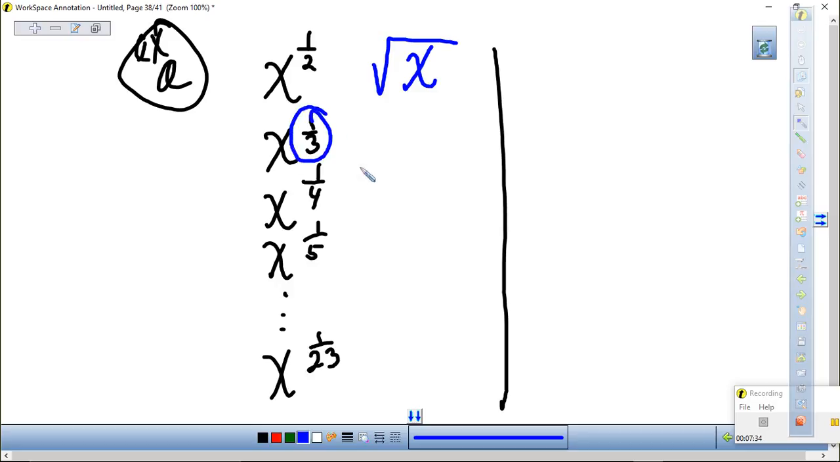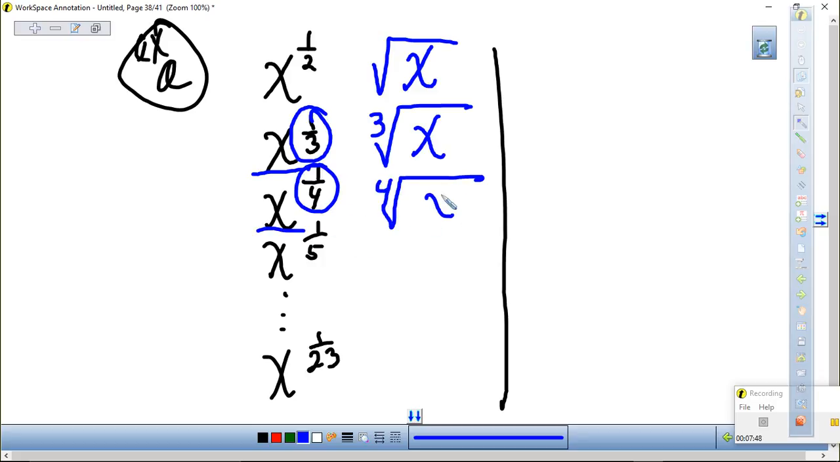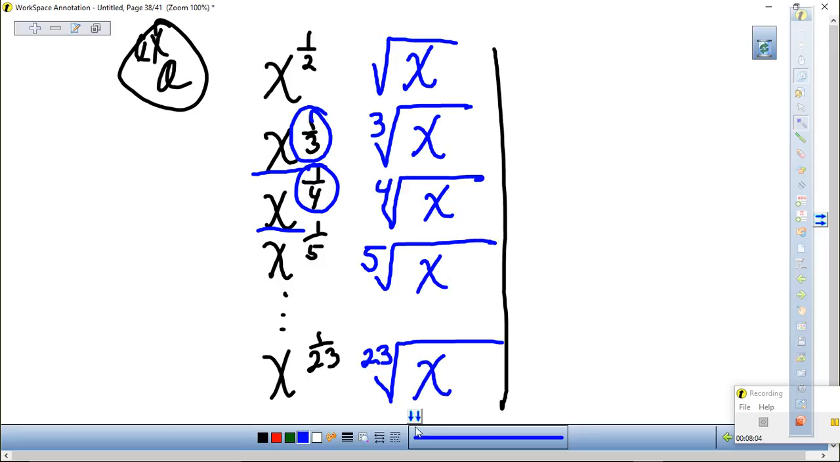Therefore, let me show you how to rewrite these. This one is a radical, index of 3, and the radicand of x. Let me rewrite this one. Radical, what is the index? 4, and what is the radicand? X. Therefore, this one is what? Radical, what is the index? 5, and the radicand? X. And with that same idea, radical, what is the index? 23, and what is the radicand? X. Copy that, and I'll show you how that works.